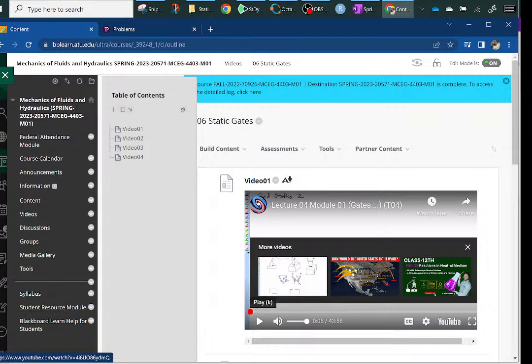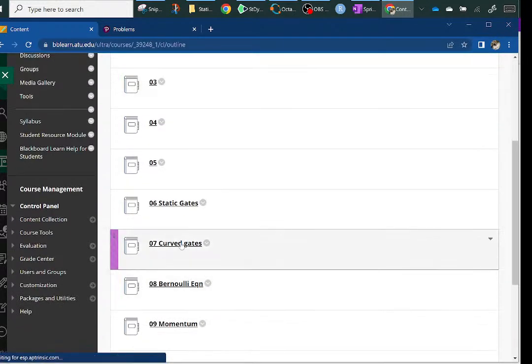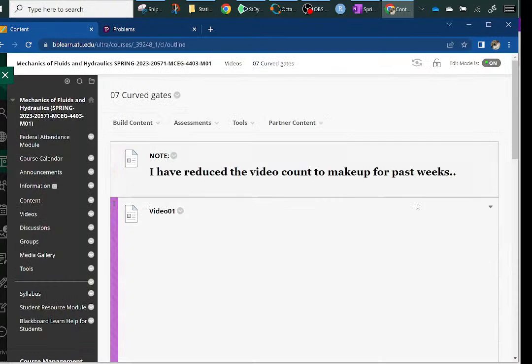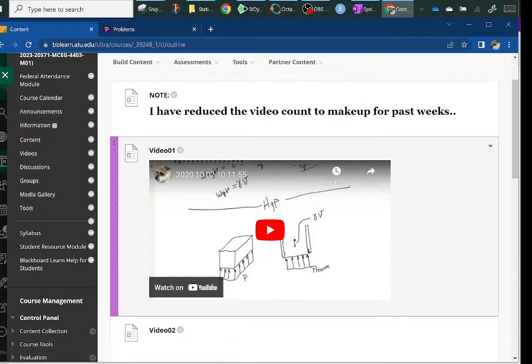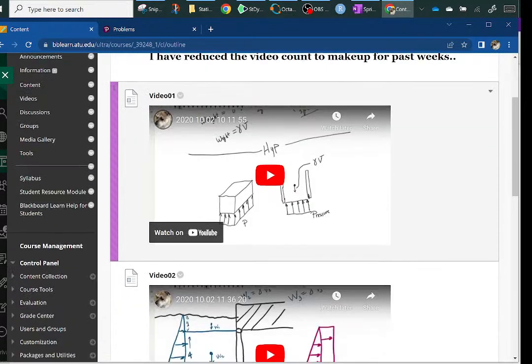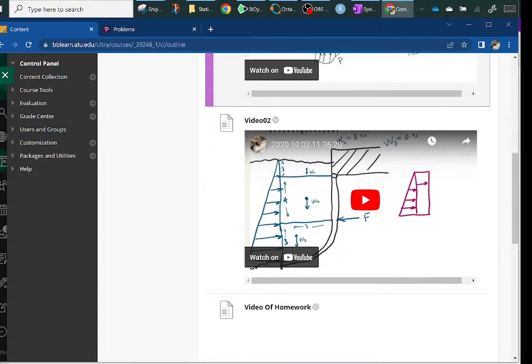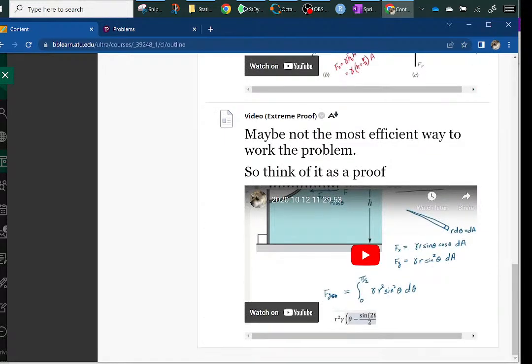So then what we'll do Wednesday is we'll do curved gates. Curved gates are actually not that hard. But like I said, if you go in here, you go back to videos, you'll see a whole, I don't know how many lectures I got there. I think this was a note from a while before. So you'll see some curved gates down here.